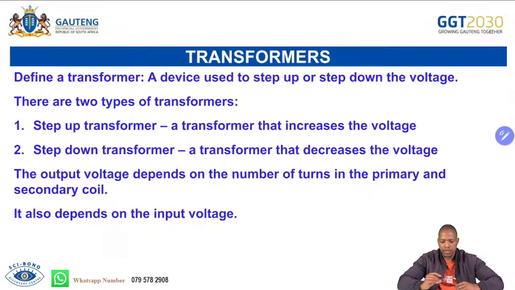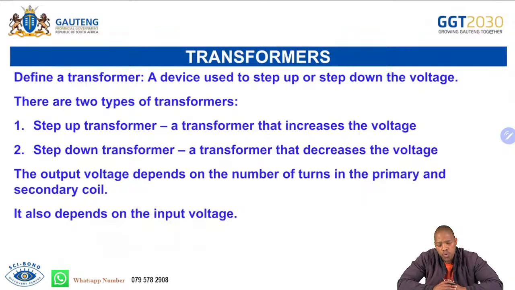Okay, right. Let's go to our last section of today's lesson, which is transformers. These are the simplest part of electricity and magnetism, the transformers. Again, with transformers, we should be able to define a transformer. We define a transformer as a device used to step up or step down the voltage.